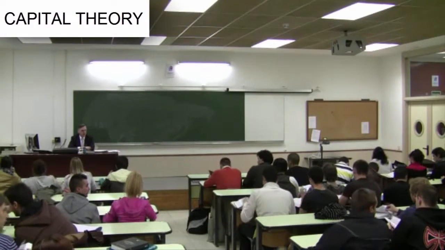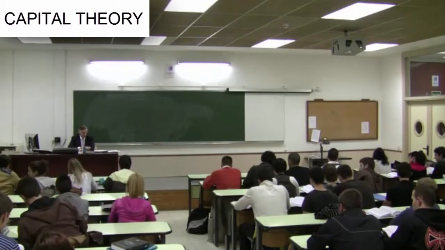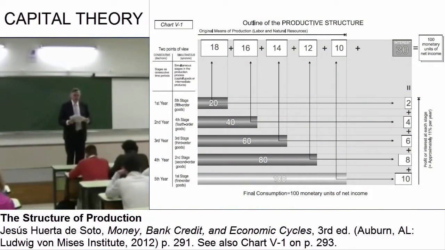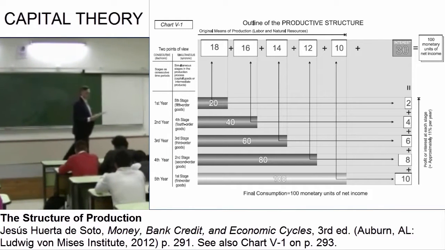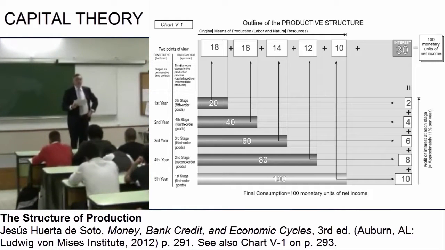I have been planning to teach today what is perhaps the most important lesson in the course, the Austrian theory of the cycle. Here you have an essential chart intended to represent the extremely complex structure of productive stages, which emerges in a modern economy.